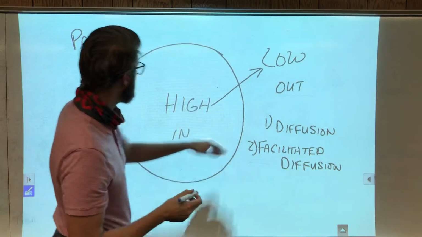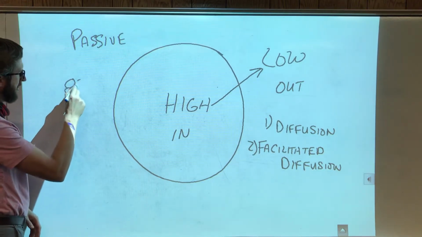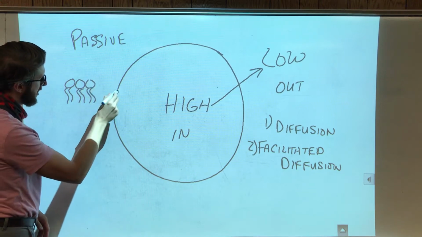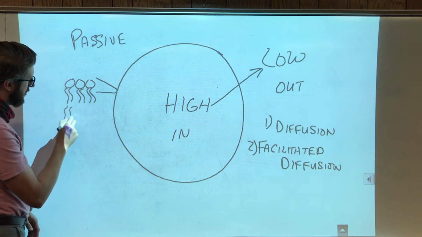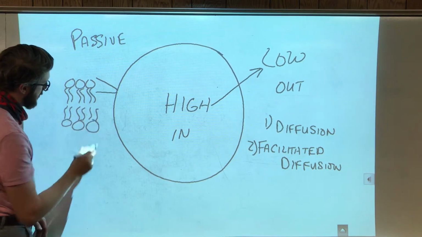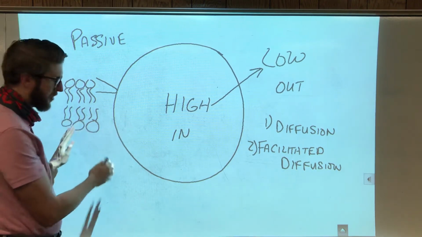Well, this cell membrane is actually made up of these guys called phospholipids. If you were to zoom in on the cell membrane, that's what you would see. It's actually 2 layers of phospholipids. But these guys are fluid. They can be moved and pushed around.